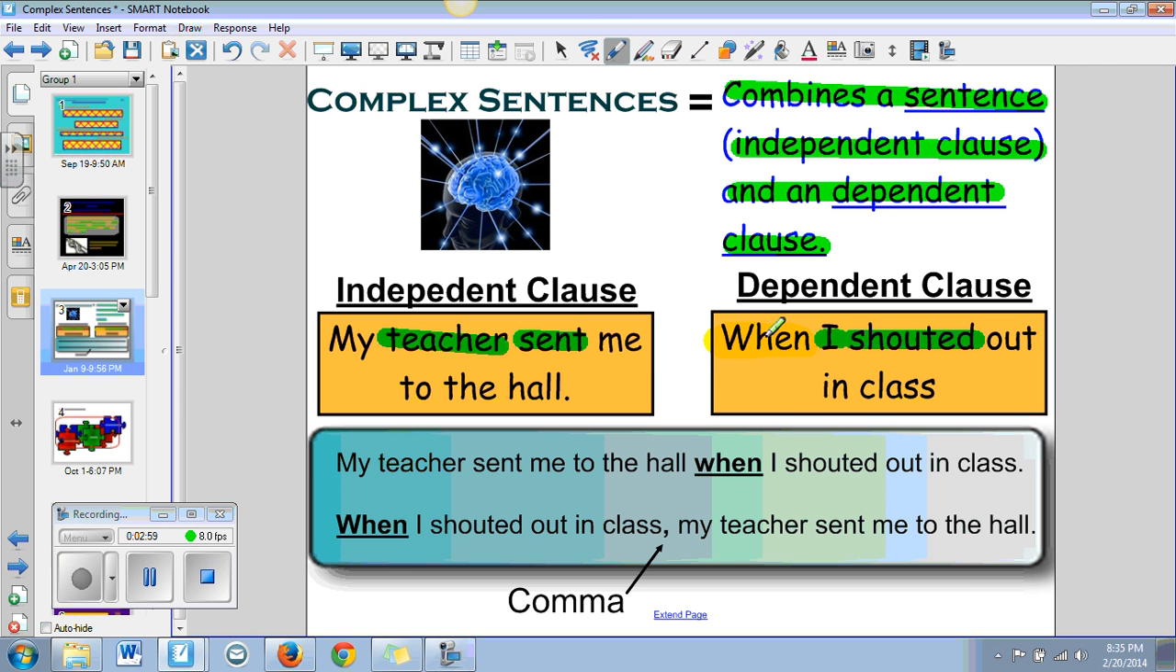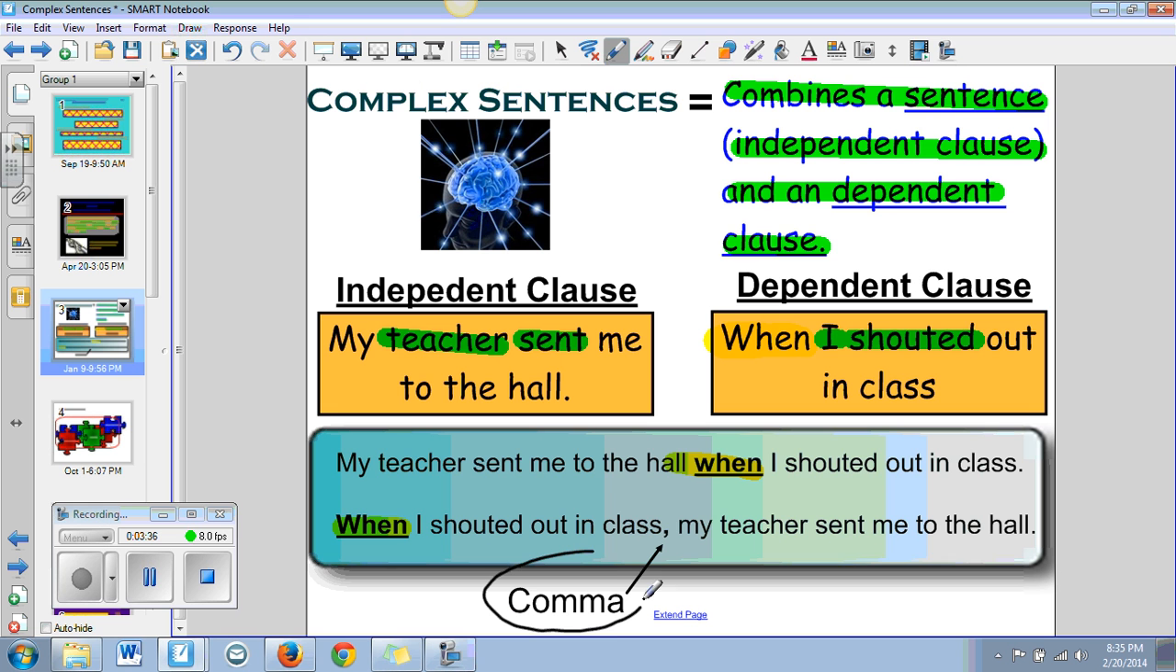So there are two different ways that we can write complex sentences. We can have the subordinating conjunction in the middle of our sentence, or we can have that subordinating conjunction in the beginning of our sentence. Now I want you to look at those two sentences and make a statement. What do you notice about these two sentences and what's different about them when the conjunction is in the middle versus being in the beginning?